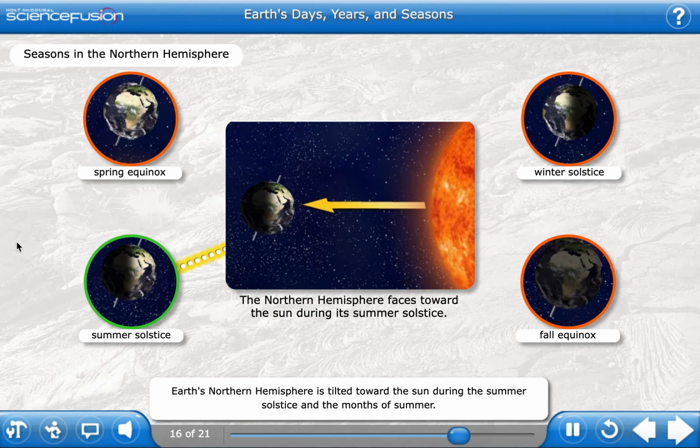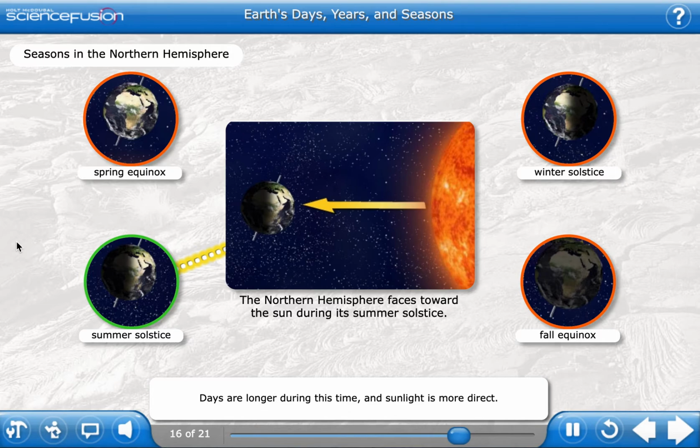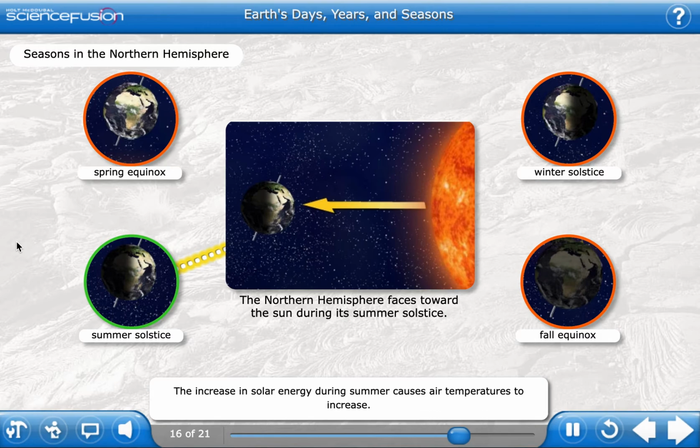Earth's northern hemisphere is tilted toward the sun during the summer solstice and the months of summer. Days are longer during this time and sunlight is more direct. The sun also appears higher in the sky. The increase in solar energy during summer causes air temperatures to increase. When the northern hemisphere is experiencing summer, the southern hemisphere is experiencing winter.